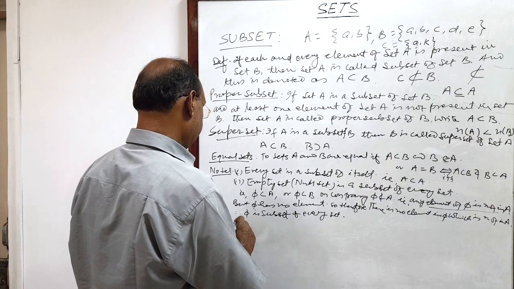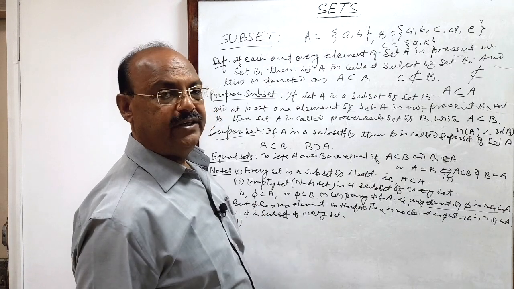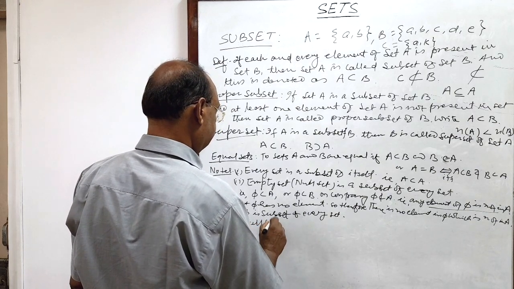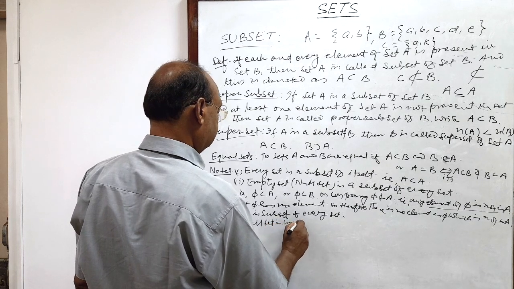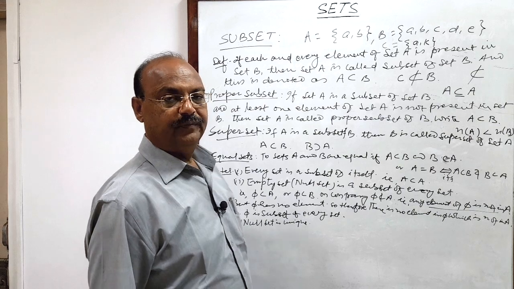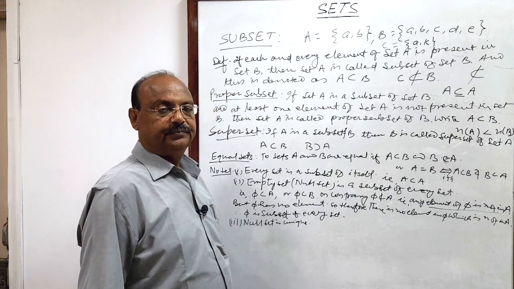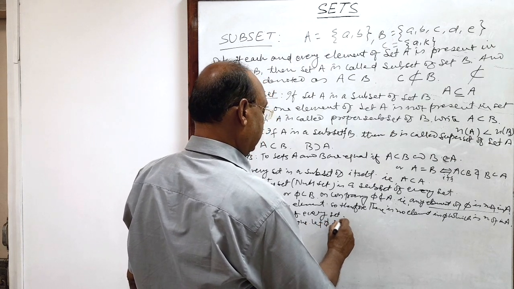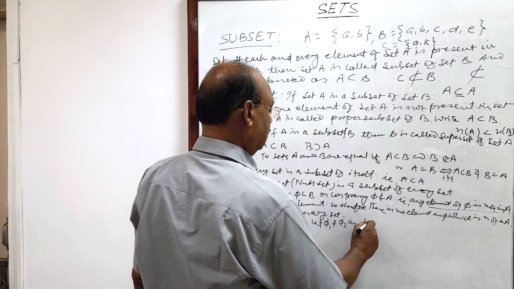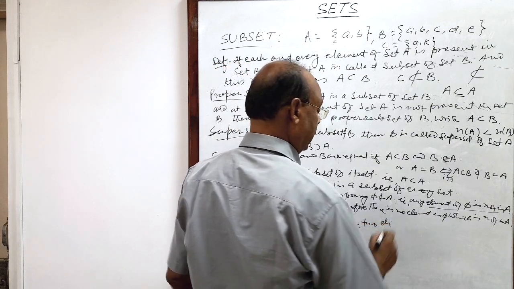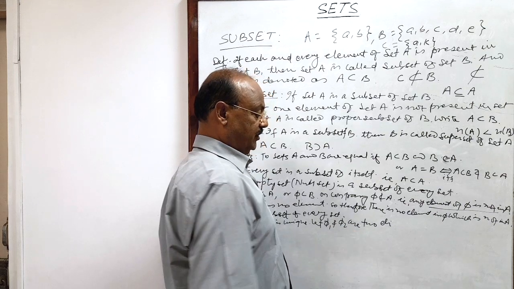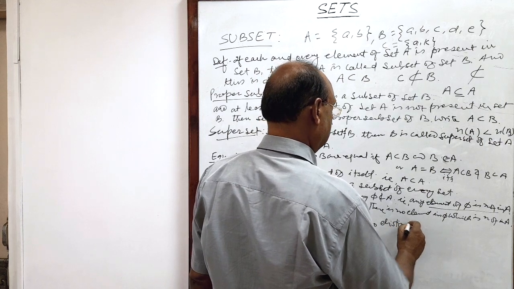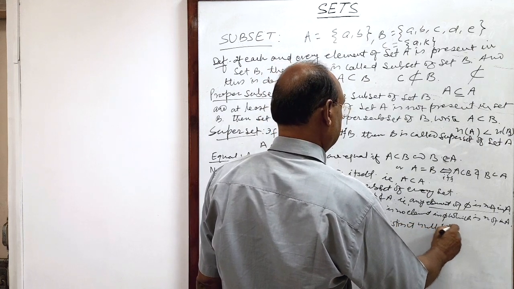And third note, that empty set is unique, or null set is unique. How we can prove it? Null set is unique. See, let phi 1 and phi 2 be two distinct, on the contrary, we are starting on the basis of contradiction. So phi 1 and phi 2 are two distinct null sets.